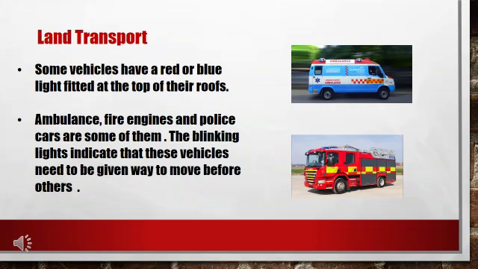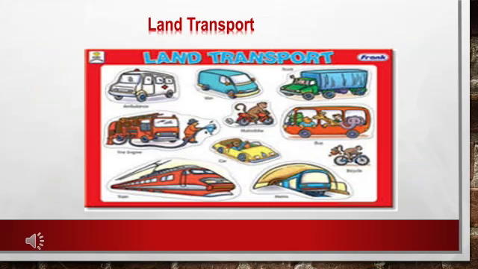Students, do you know some vehicles have a red or blue light fitted at the top of their roofs? Ambulance, fire engines and police cars are some of them. The blinking lights indicate that these vehicles need to be given way to move before others. Here you can see some images of land transport like ambulance, truck, bus, motorbike, fire engine and metro train etc.